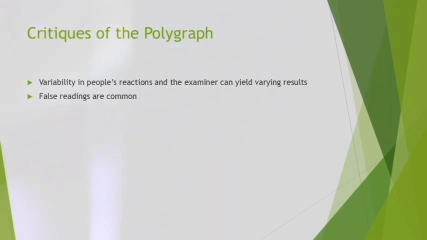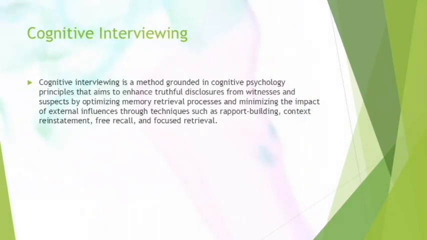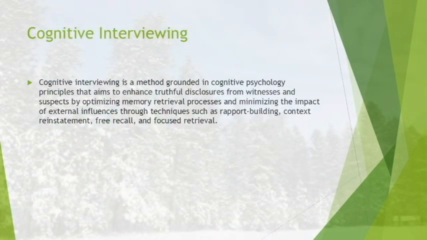Now, I want to talk a little bit about cognitive interviewing, because this is grounded in cognitive psychological principles, focusing on optimizing memory retrieval processes and enhancing witness recall accuracy. The cognitive interview typically involves 4 key components. First off, rapport building, then context reinstatement, then free recall, and then focused retrieval. And the rapport building serves as a foundation of the cognitive interview, where you establish trust and rapport between the interviewer and the interviewee. And by creating a supportive and non-confrontational environment, the interviewer encourages the interviewee to feel comfortable and share relevant information freely.